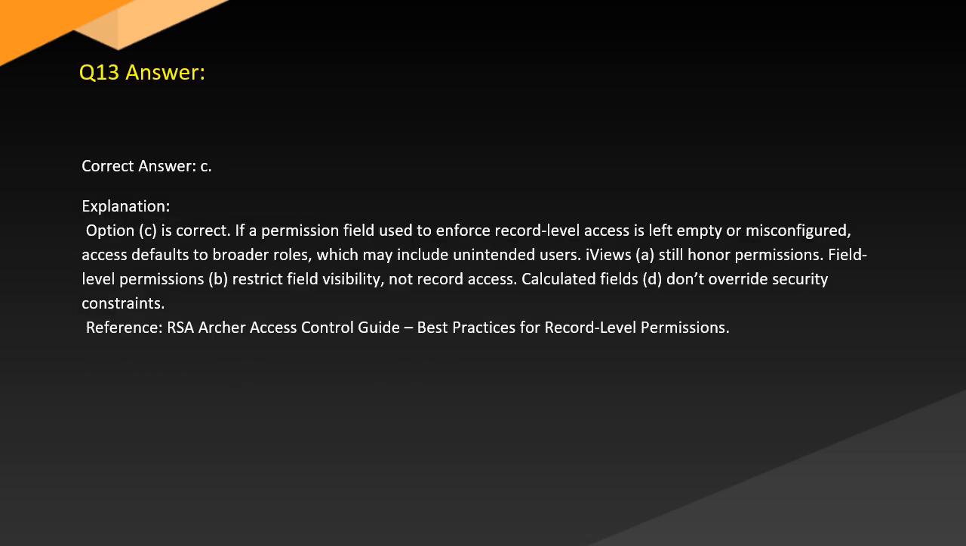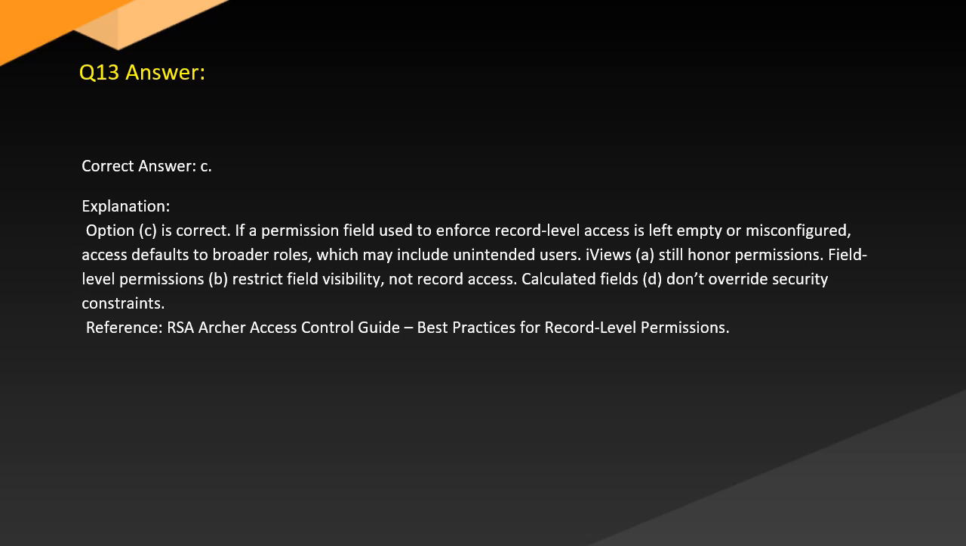Answer. Correct answer: C. Explanation. Option C is correct. If a permission field used to enforce record-level access is left empty or misconfigured, access defaults to broader roles, which may include unintended users. Dashboards still honor permissions.